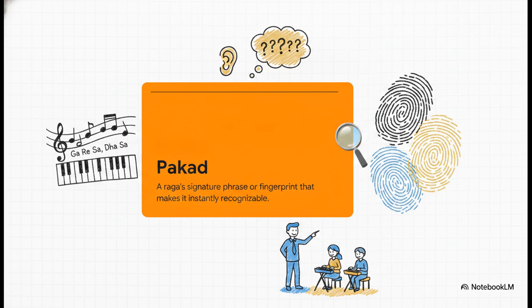We also bring in this concept of the Picard. Think of the Picard as a raga's signature phrase, its fingerprint. For Bhopali, it's ga, re, sa, da, sa. If you play just this short phrase, anyone who knows the raga is going to recognize it instantly.